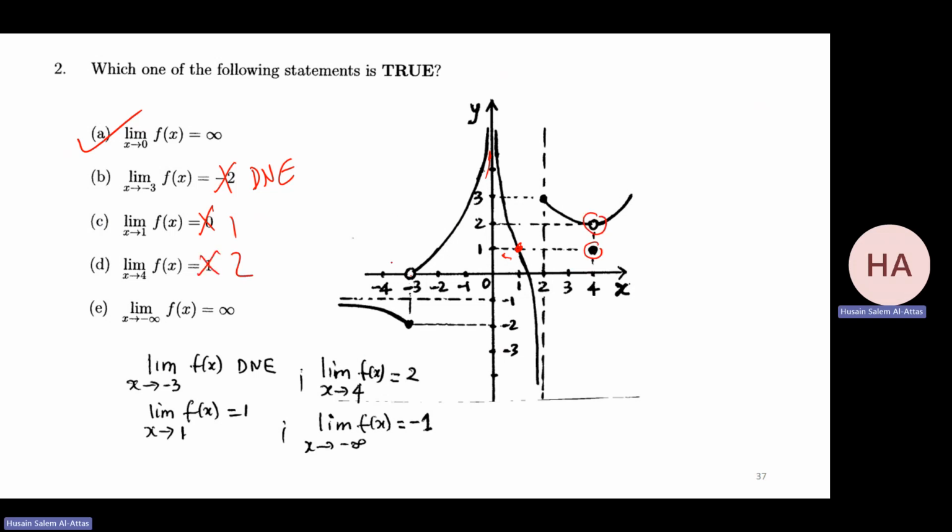It goes to minus infinity. It's not infinity, it's -1 from here. Goes to infinity, minus infinity. I'm going to -1. So this is the only correct one, and all of these are wrong.